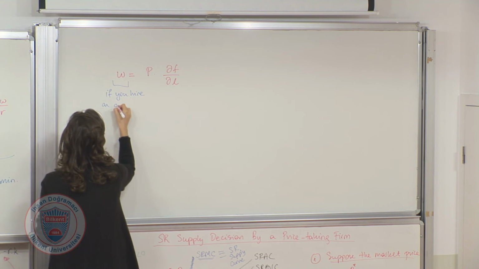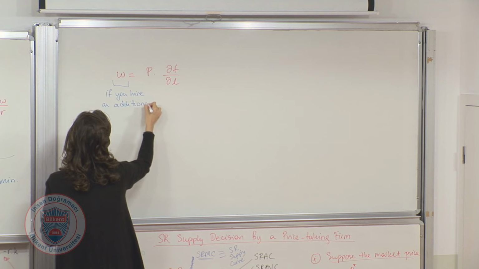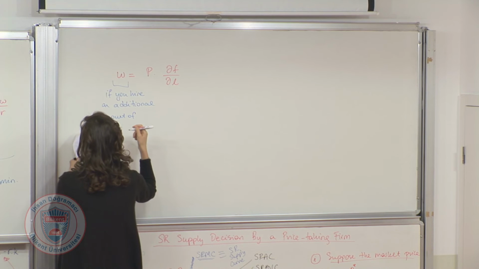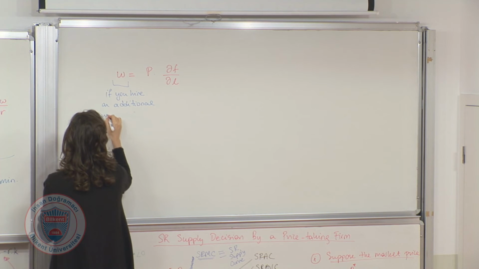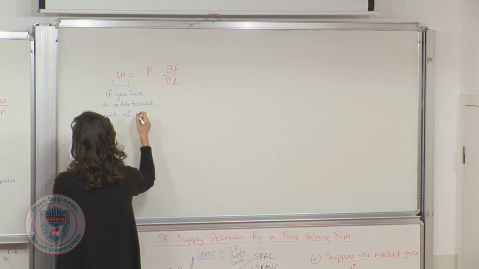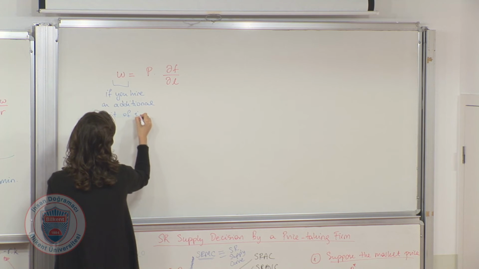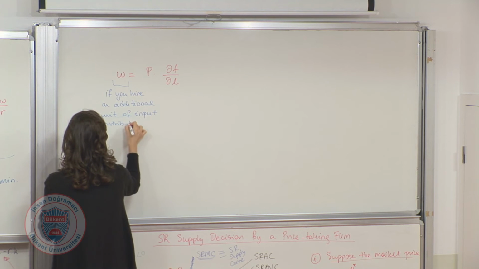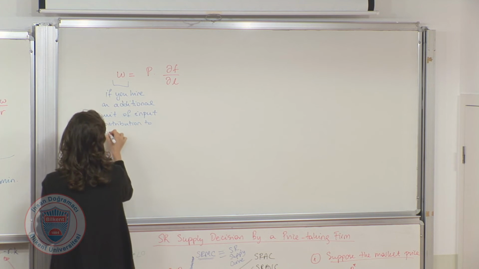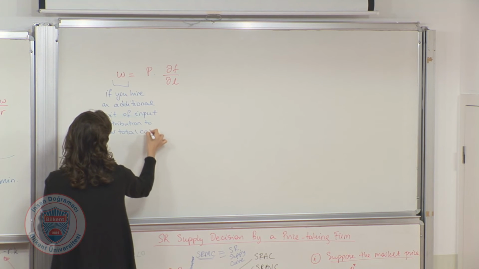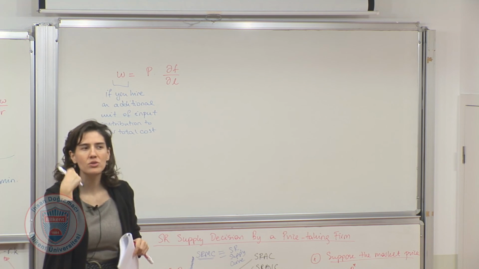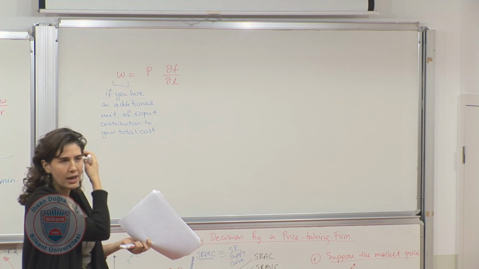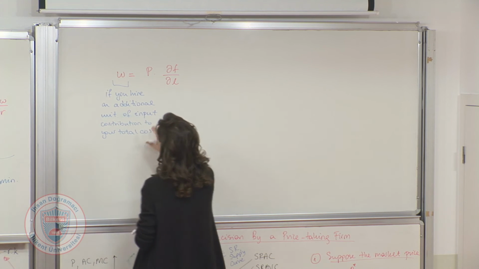If you hire an additional unit of labor input, what is its contribution to your total cost? So if I hire an additional amount of input, how would this contribute to my total cost? Wage, right? I have to pay the wage. So that is the contribution to my total cost.